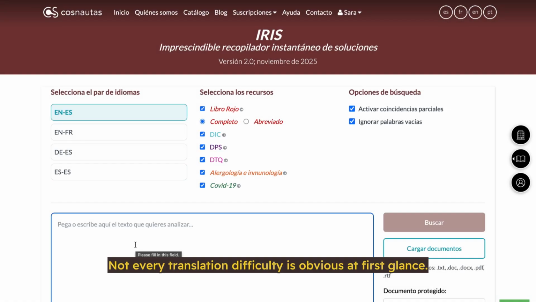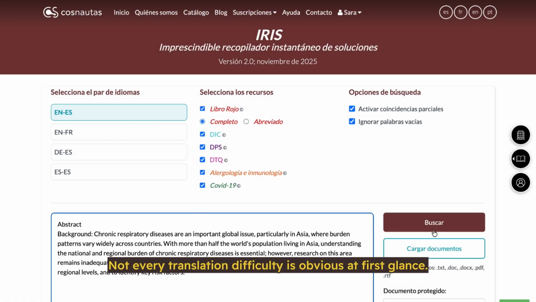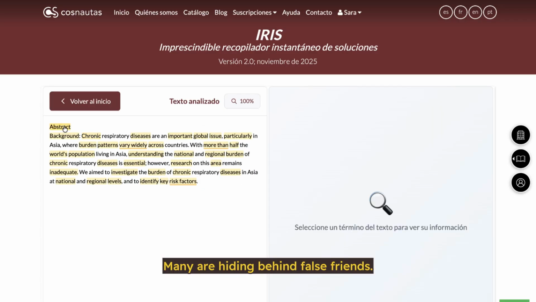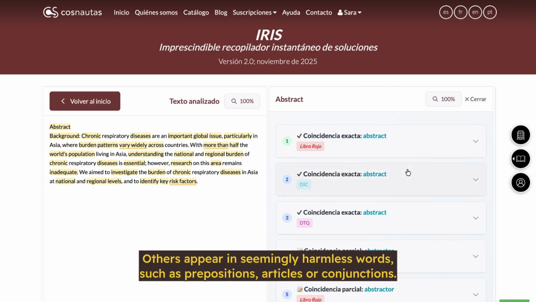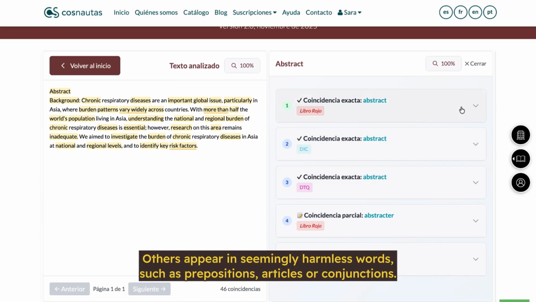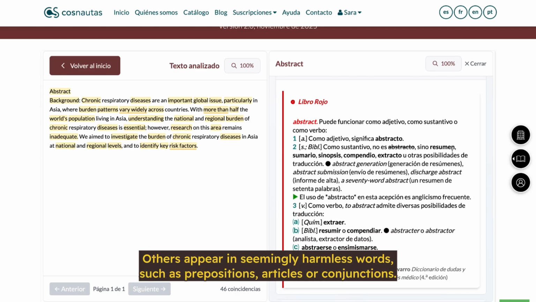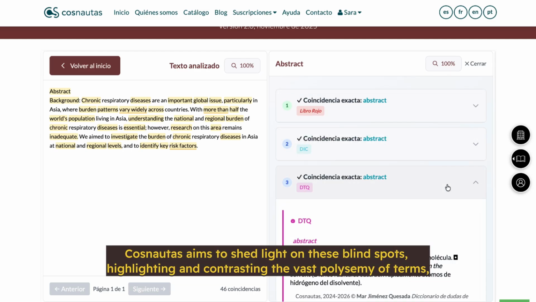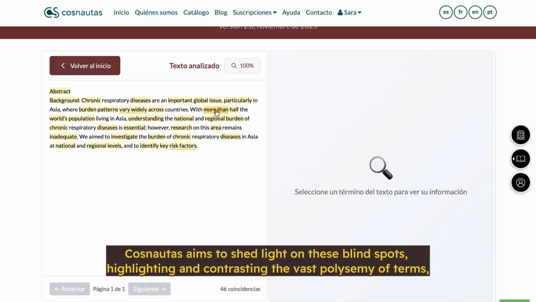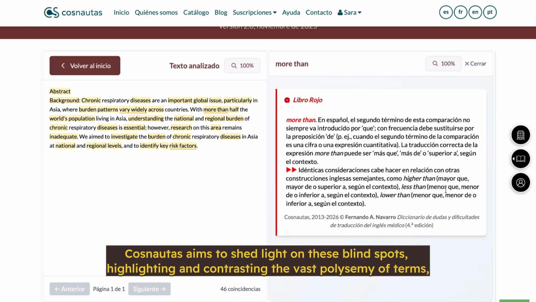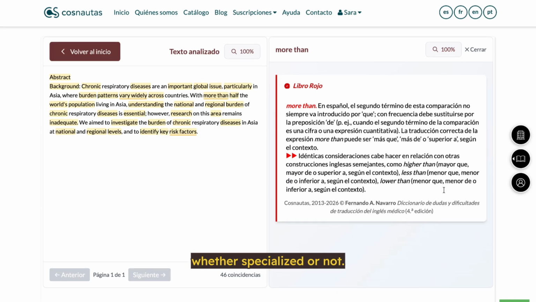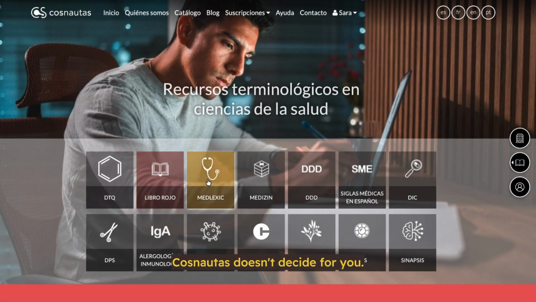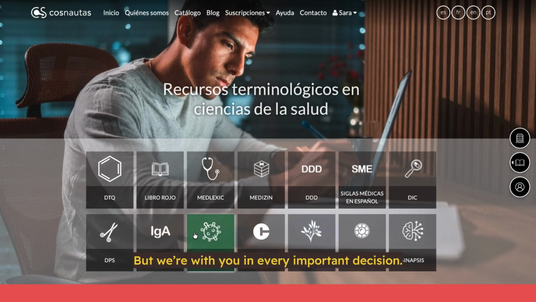Not every translation difficulty is obvious at first glance. Many are hiding behind false friends. Others appear in seemingly harmless words, such as prepositions, articles, or conjunctions. Cosnautas aims to shed light on these blind spots, highlighting and contrasting the vast polysemy of terms, whether specialized or not. Cosnautas doesn't decide for you, but we're with you in every important decision.